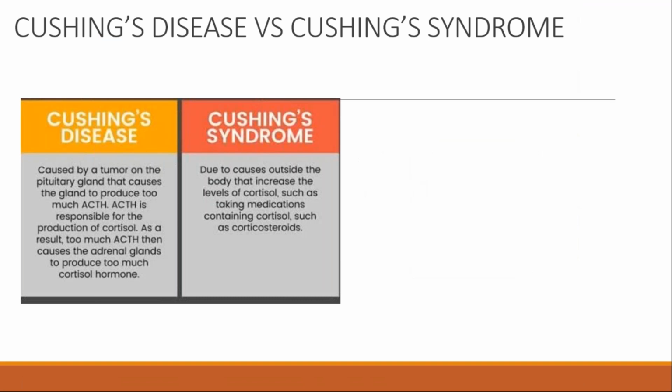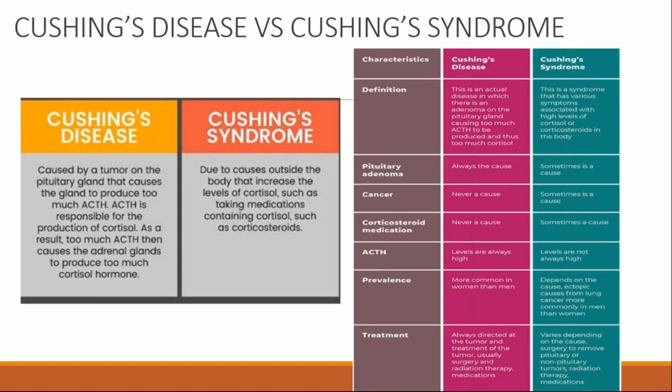This is basically the difference between Cushing disease and Cushing syndrome. Cushing disease is caused by a tumor on the pituitary gland that causes the gland to produce too much ACTH. ACTH is responsible for production of cortisol. As a result, too much ACTH then causes the adrenal gland to produce too much cortisol hormone. When talking about Cushing syndrome, it is due to causes outside the body that increase the levels of cortisol, such as taking medication. This is the difference between Cushing disease and Cushing syndrome. We can go through it. Cancer is never a cause of Cushing disease.